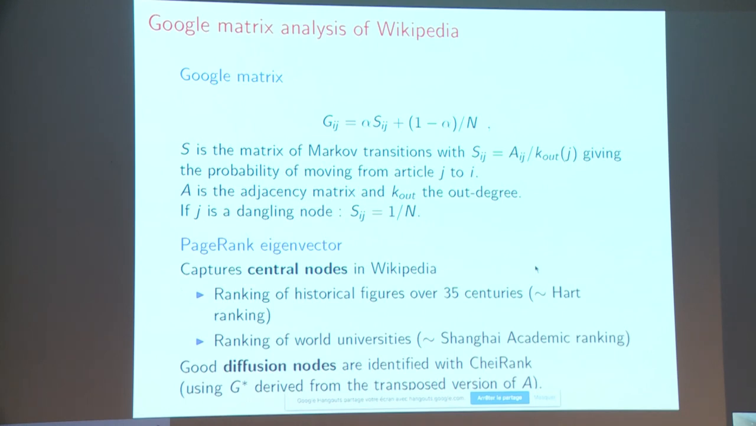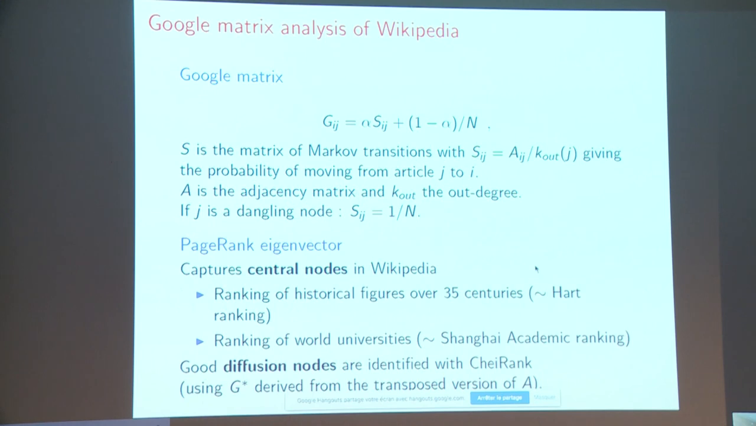These interesting nodes are called central nodes in Wikipedia. Several studies in the past have looked at how Wikipedia can be understood using PageRank metrics and Google matrix analysis. A couple of works exist. Some very interesting ones are those where researchers have extracted the ranking of historical figures over 35 centuries, which is in good agreement with the HART ranking, and another one where the ranking of world universities has been captured, which is also in good agreement with the Shanghai academic ranking. Of course, here we only look at the hyperlink structure and extract the ranking only for the subset of nodes which are either universities or historical figures.